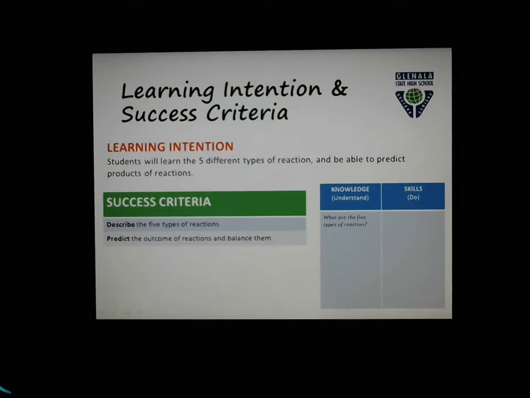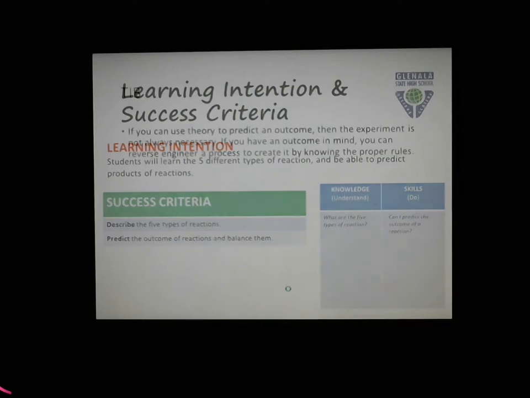You should know what your 5 types of reaction are. That's going with that describe. If you don't know what it is, it's pretty hard to describe it. And can you do these predictions? And the check-in booklet for the week has a few things on that.